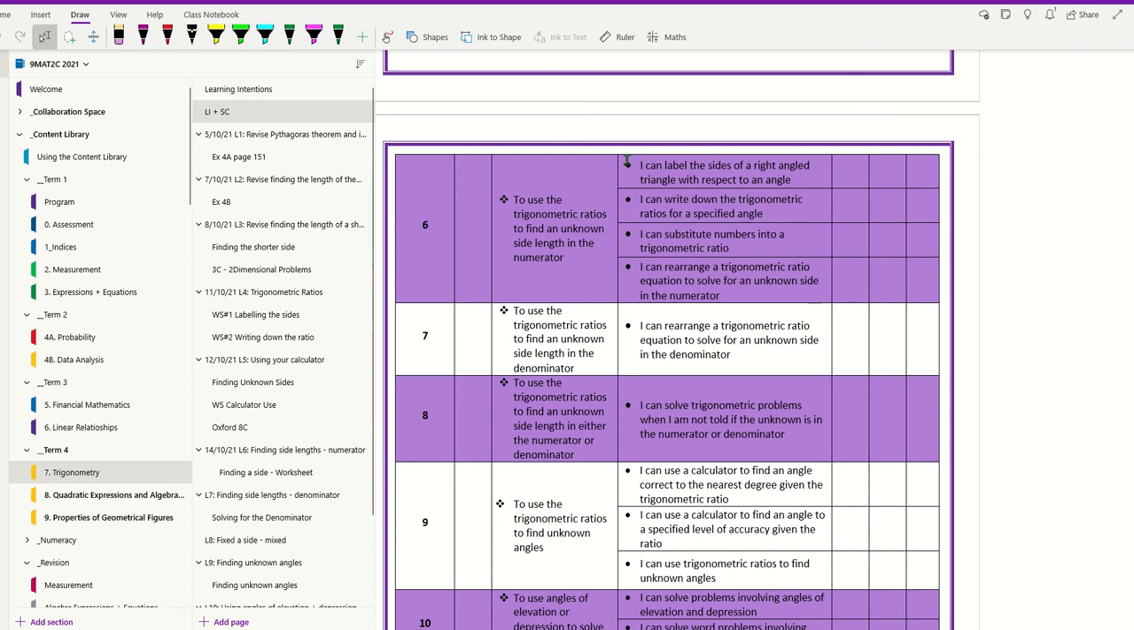So at the end of this, you should be able to label the sides of a right angle triangle with respect to the angle. You should be able to write down trigonometric ratios for a specified angle. You should be able to substitute numbers into a trigonometric ratio, and you should be able to rearrange a trigonometric ratio equation to solve for an unknown side in the numerator.